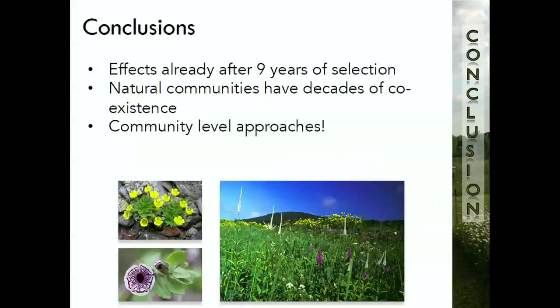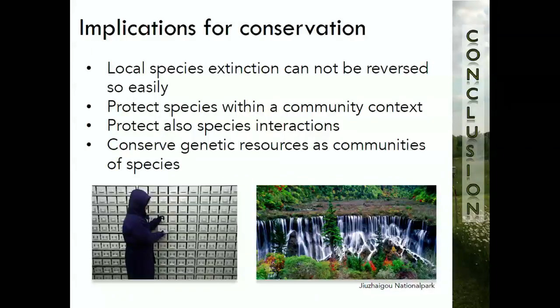This has some implications for the way we do research. If we already see these kinds of effects after 9 years of selection, which is what we had in our experiments, we can assume that natural communities have decades of coexistence or even hundreds of years, and it would make sense to do these kinds of experiments at a community level and not look at species in isolation. This also has implications for conservation, because it might be that local species extinctions cannot be so easily reversed.